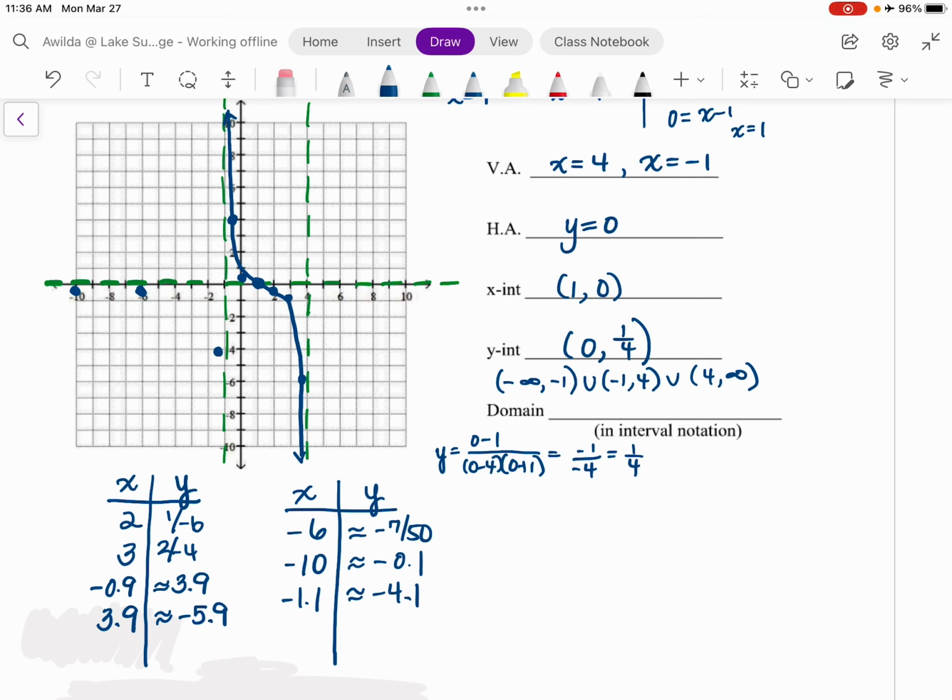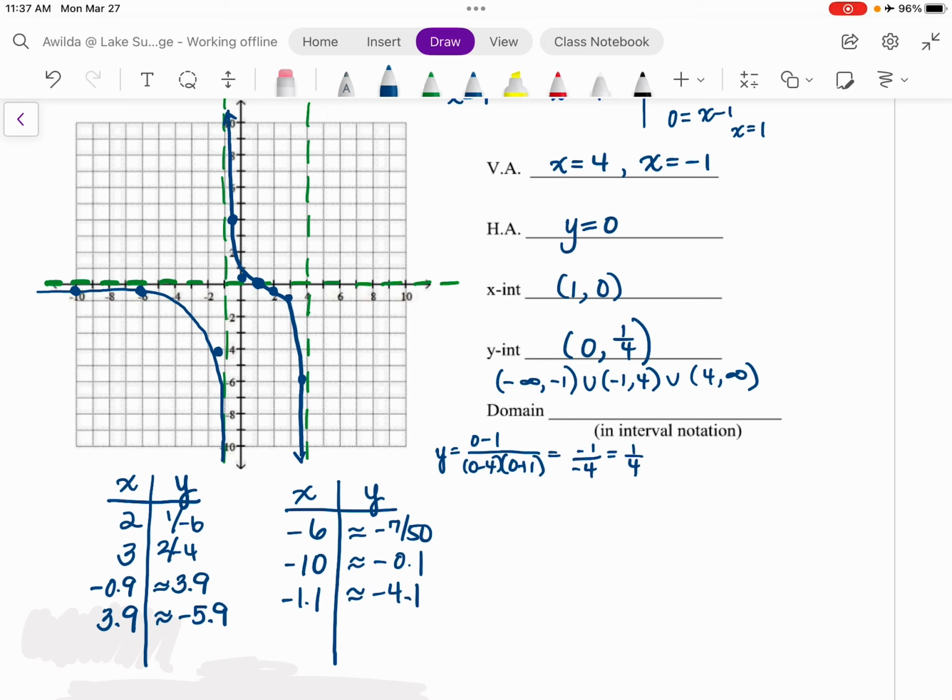So these 3 points, I think, give me enough confidence to predict that I will have a branch that is in this bottom left-hand corner that is going to get really close to that vertical asymptote, but not touch or cross it.